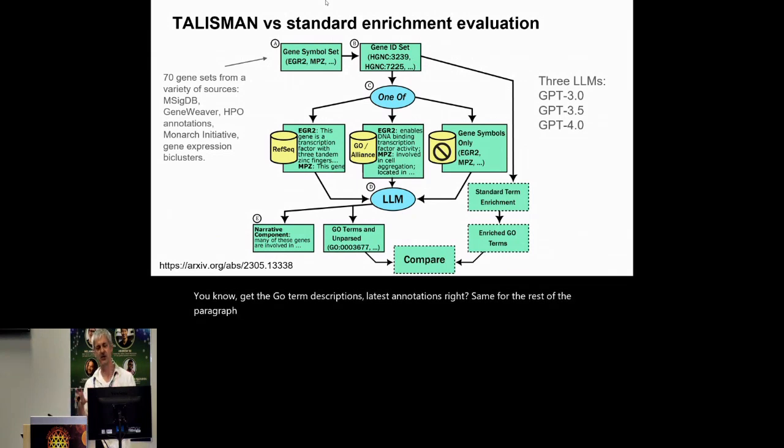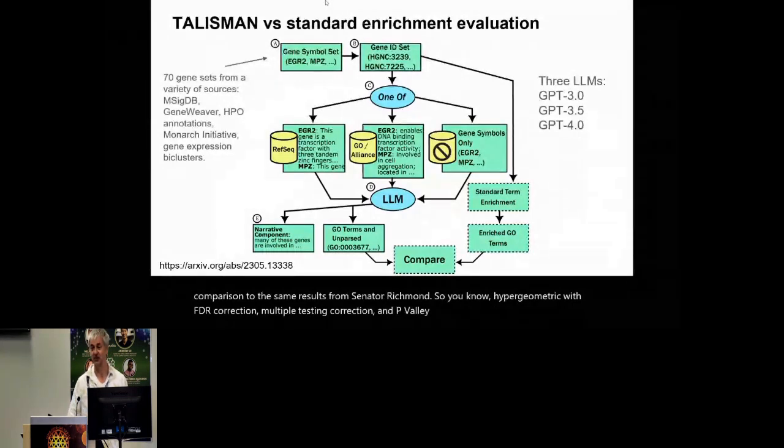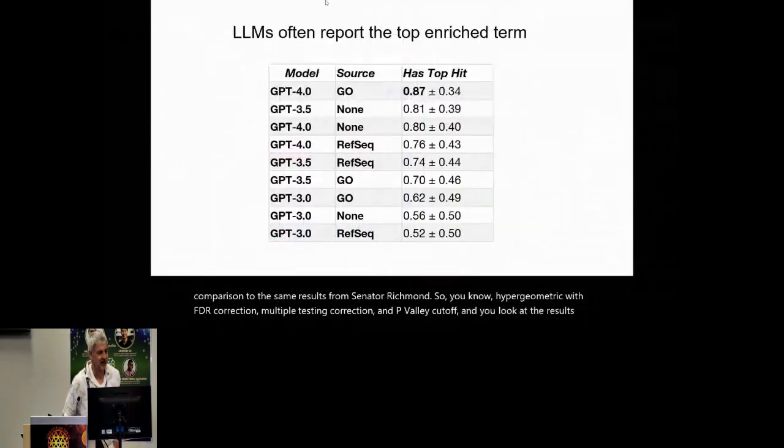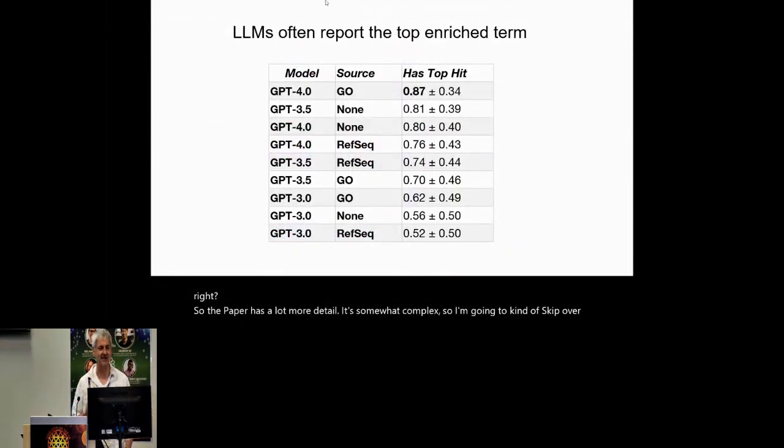Now the prompts are constructed and submitted to the LLM, you harvest the narrative text, and you harvest the GO terms and unparsed terms. And now you just do a direct comparison to the same results from standard enrichment: hypergeometric with FDR correction, multiple testing correction, and a p-value cutoff, and you look at the results. So the paper has a lot more detail. It's somewhat complex, so I'm going to skip over and go to the highlights here.